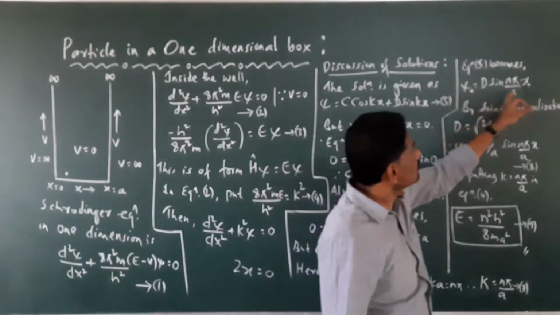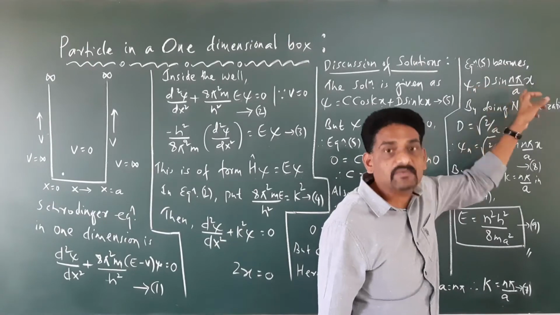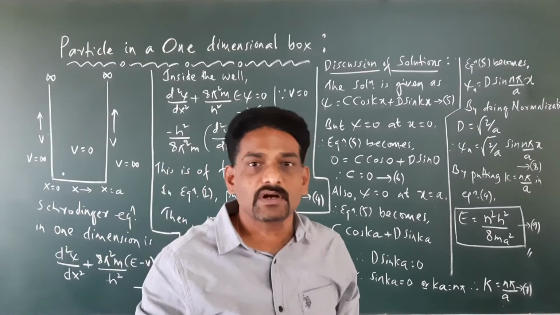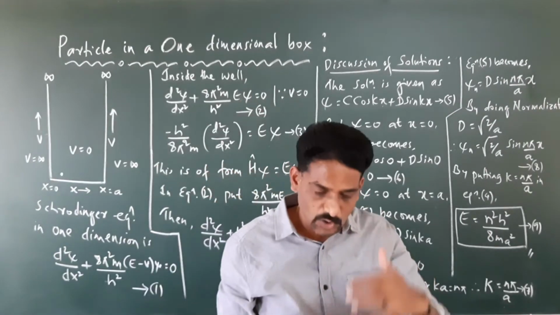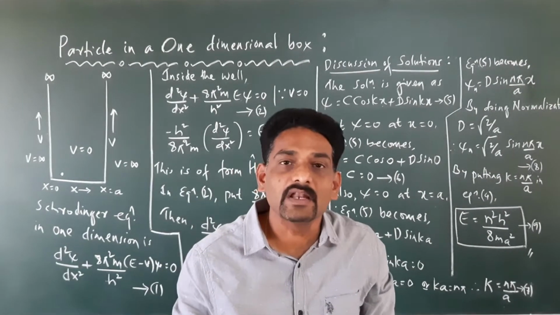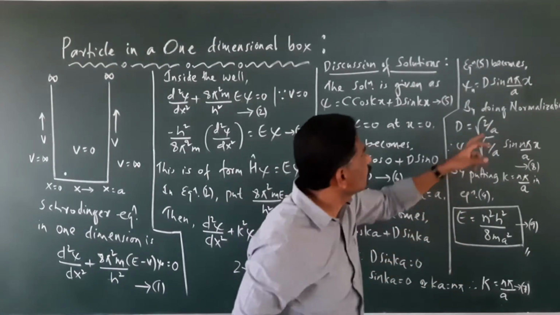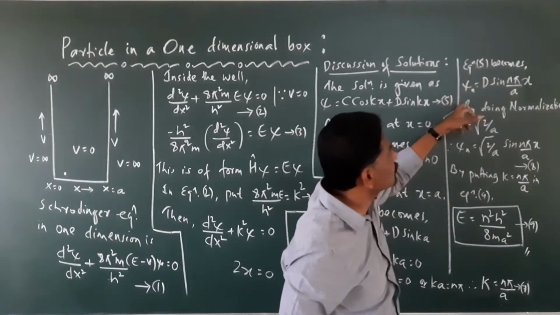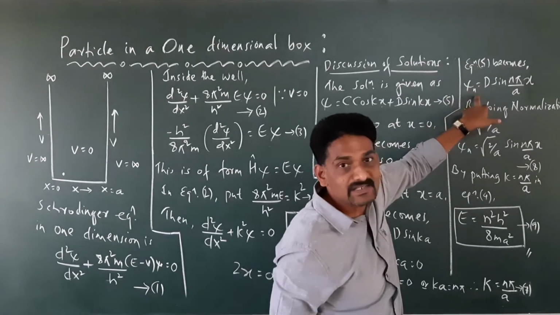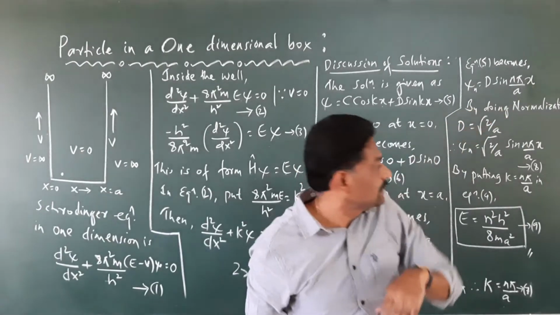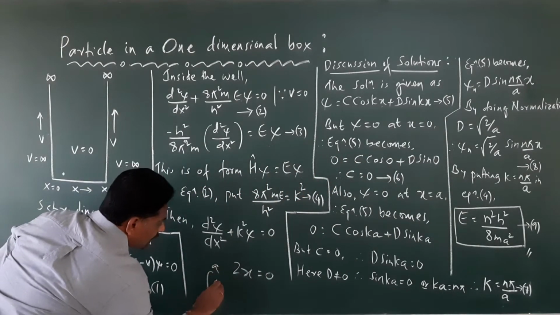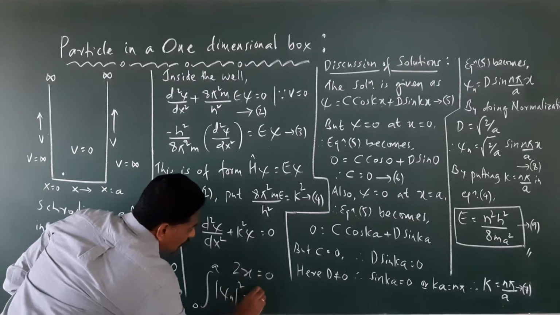We do the normalization for this equation. What is the process of normalization? When I say normalization, we take the integration of that wave function by applying the lower limit and upper limit, and by equating that to 1, we calculate the value of the constant. So we take the integration from 0 to a of mod psi square equals 1.